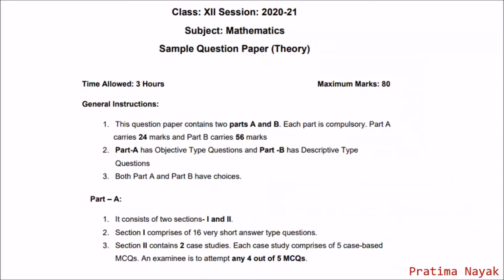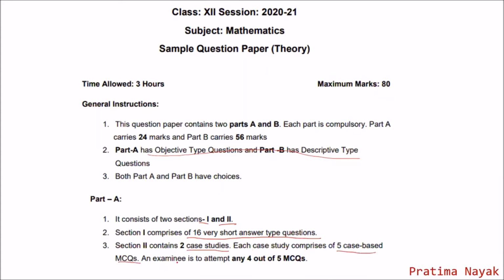So this is the sample paper, the instructions. Here we have discussed that part A has objective type questions, part B has descriptive type questions. Part A again has two parts. The first part, the second part we have already done. It is 16 very short answer type questions. And section 2 contains two case studies. Each case study comprises 5 case-based MCQs.